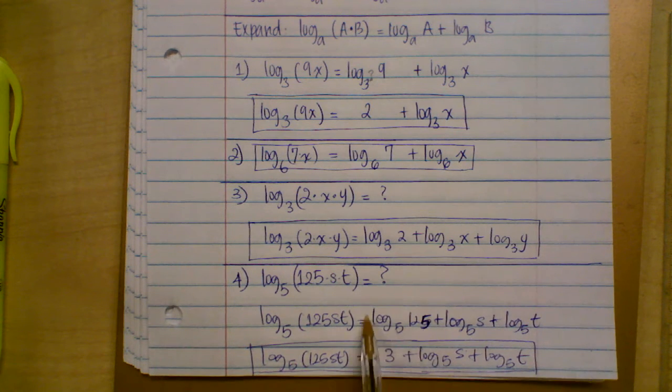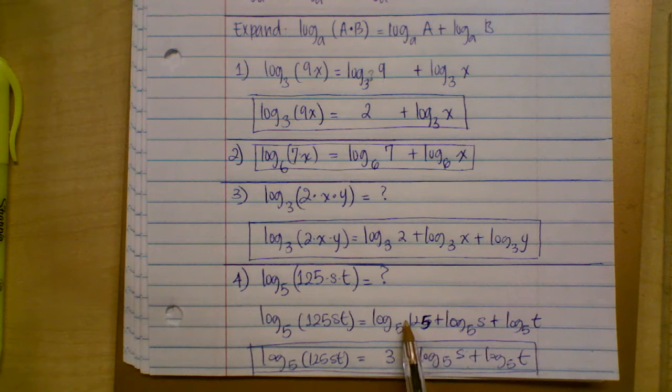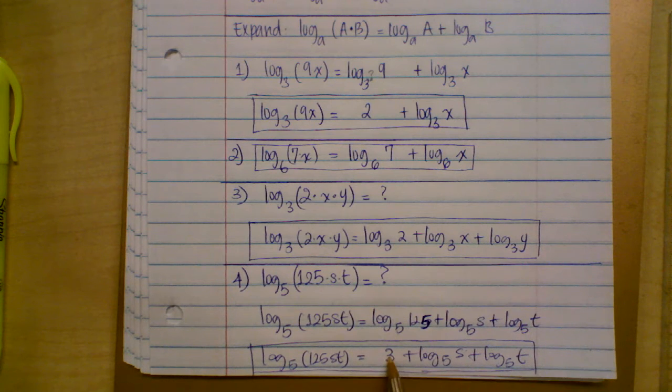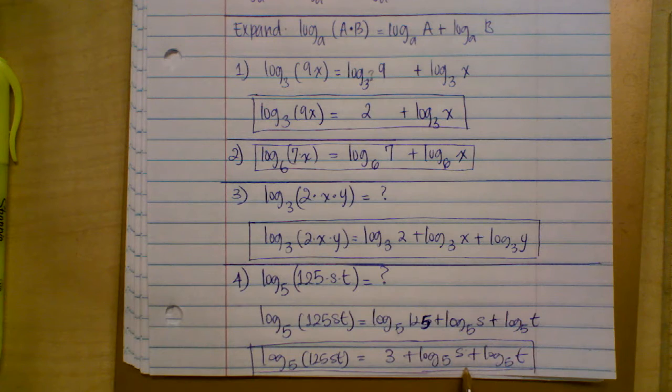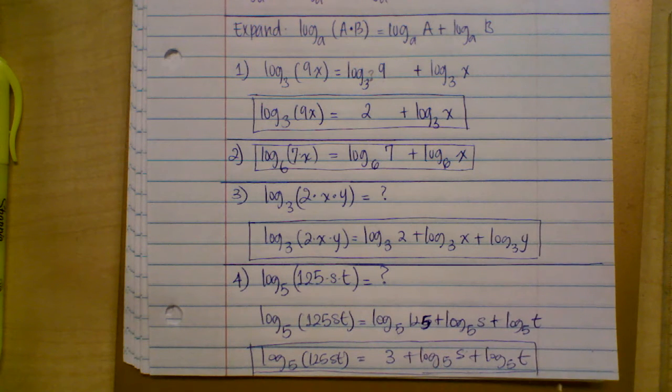So I know that log base 5 of 125 can be simplified to 3. Why? Because 3 represents the exponent you give to the base 5 so that the answer is 125. Okay, so the exponent is 3. And those 2 logs cannot be simplified or evaluated, so you leave them alone. Okay, and that's your final example for expanding a log.